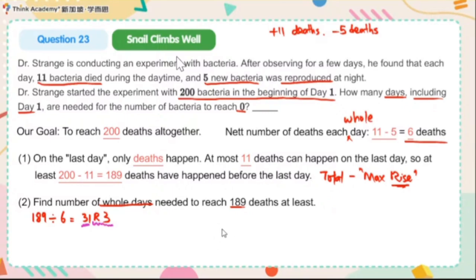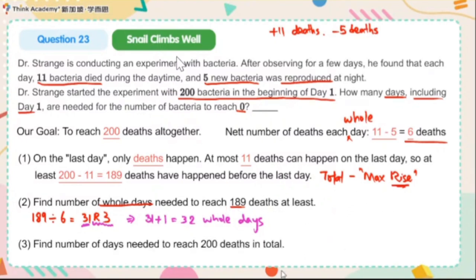So that means 31 whole days is not enough to reach 189 deaths at least. You will need 31 plus 1. The plus 1 is to handle the remainder. 31 plus 1 equals 32. Whoops, let me write clearer. 32 whole days. So you will need 32 whole days to reach 189 deaths at least. After 32 whole days and nights, you have reached 189 deaths.